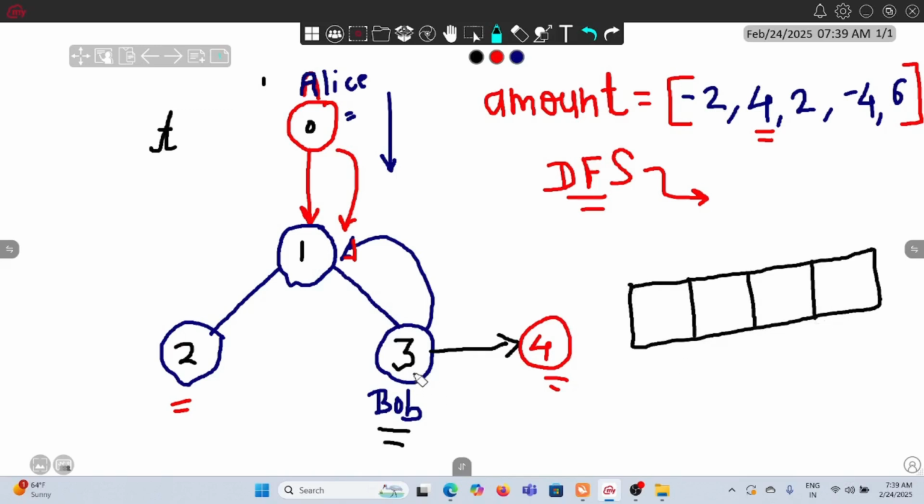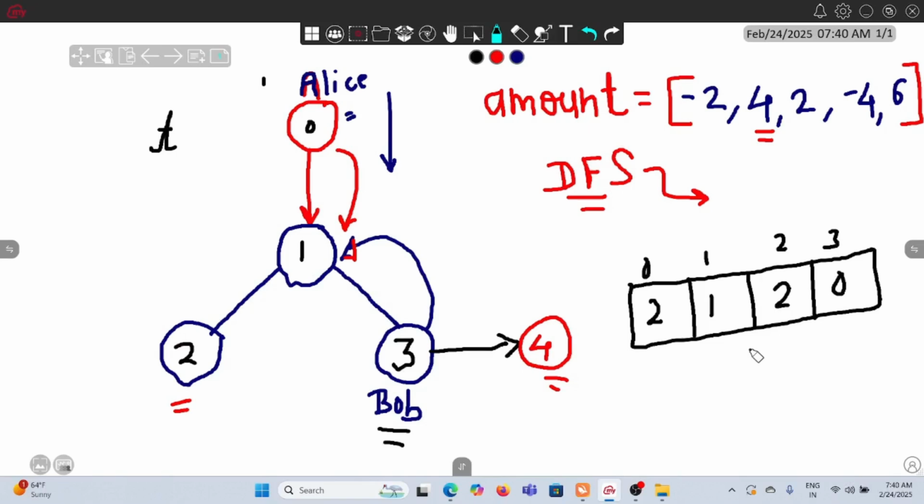In this case, Bob is at 3, so let's make the array for 0, 1, 2 and 3. What is the distance of 0 from Bob? It is 1 and 2, so it would be distance 2. What is the distance of 1 from Bob? Bob is at 3, so from 1 it is 1. What is the distance of 2 from Bob? It is 2. What is the distance of 3 from Bob? It is 0, because 3 itself is Bob. So we will keep this array with us.